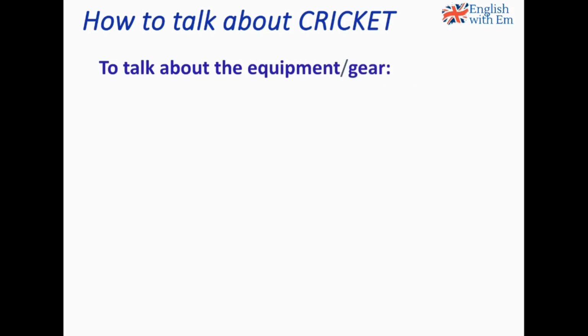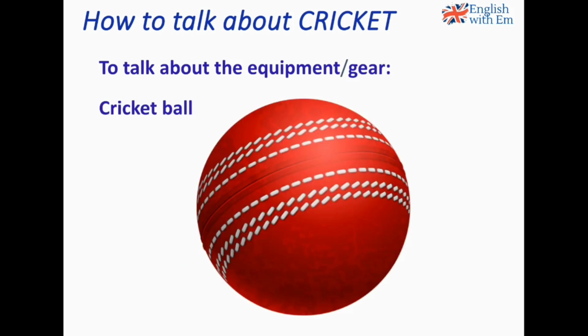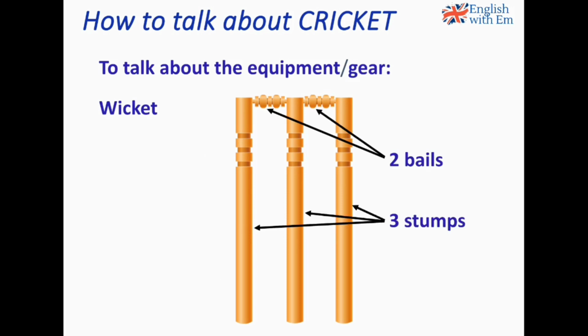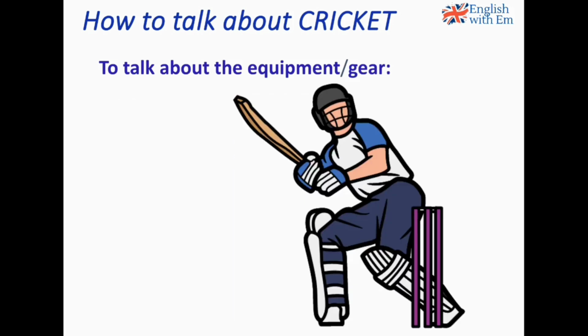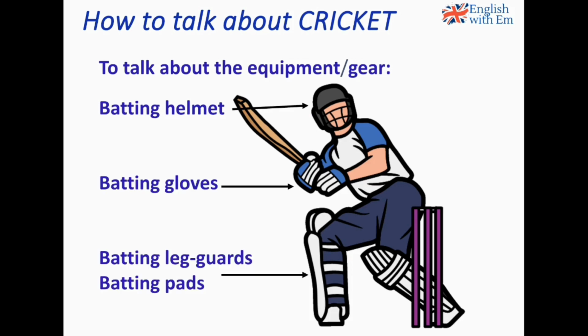and now we'll talk about the equipment or the gear. So you've got a cricket bat, cricket ball, traditionally made of red leather, the wicket, which is made of 2 bails and 3 stumps. So here we've got the batting helmet, batting gloves, and batting leg guards, also known as batting pads.